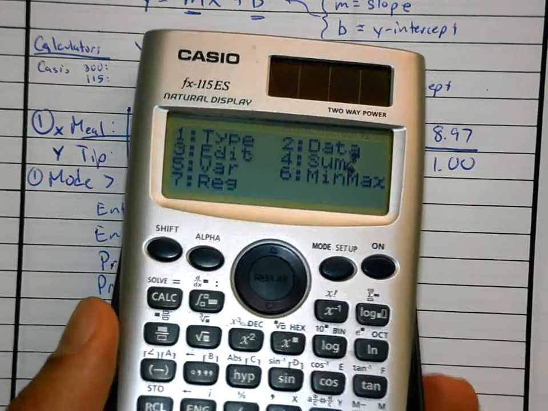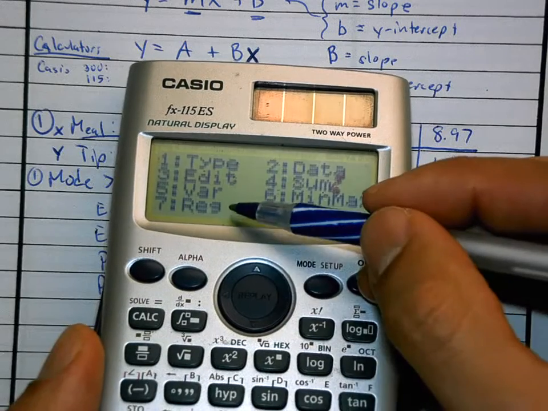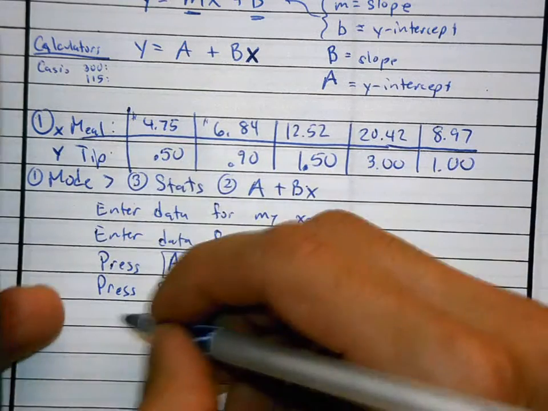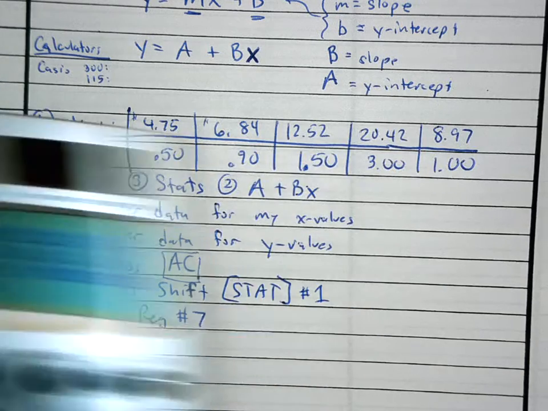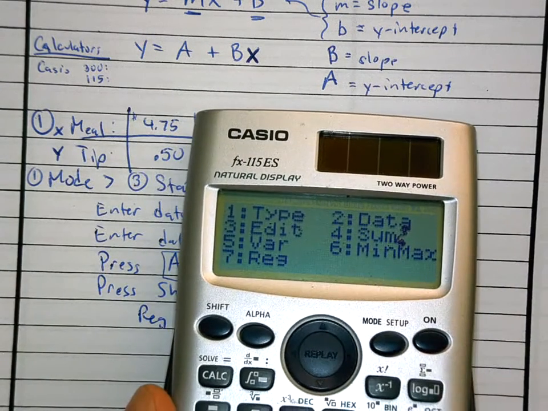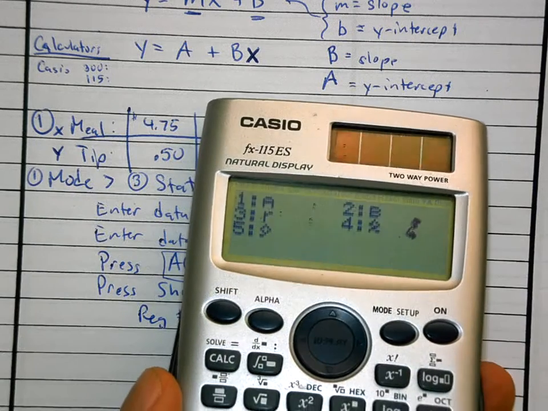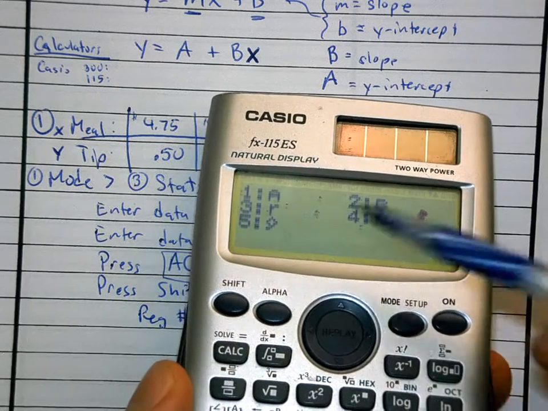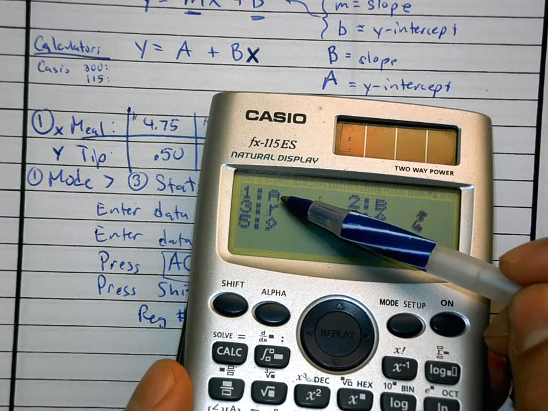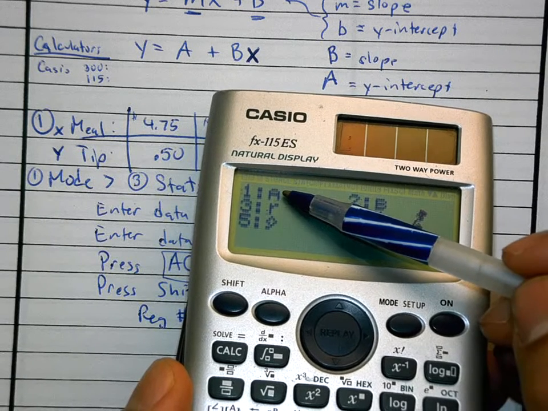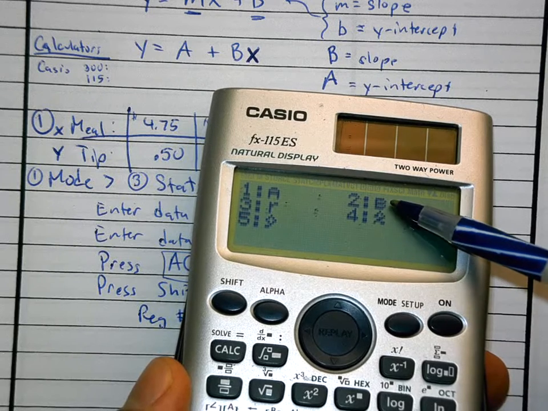And what we're doing is regression. Regression number 7. So I'm going to go to number 7 on regression. And guess what I have choices to find? I can find my correlation coefficient, which you've learned how to do already. You've learned what A stands for in A plus BX. You now know what B is.